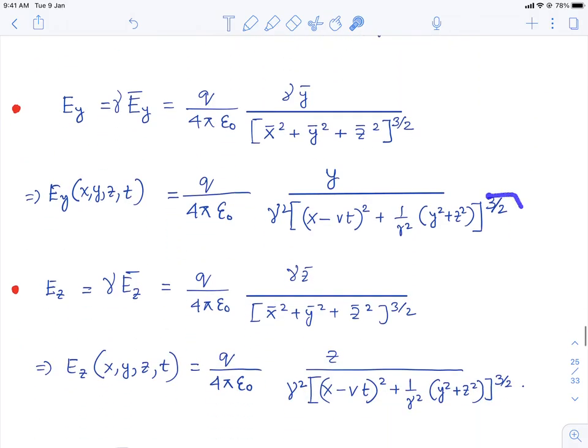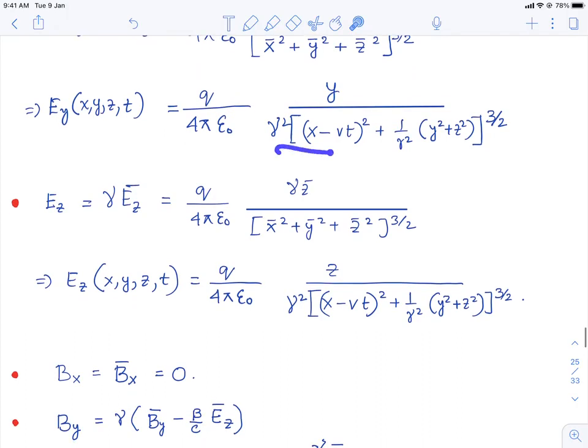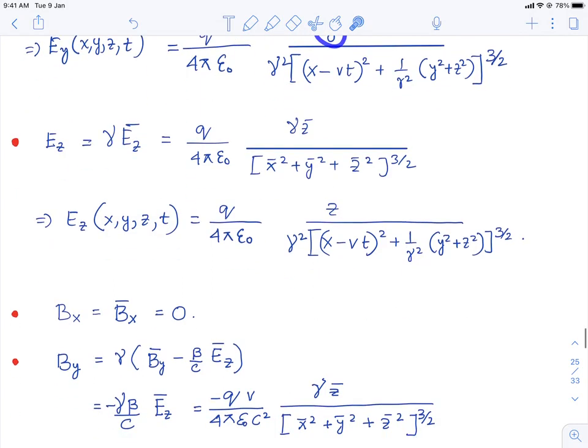So this is the denominator here, and this is the z component, also the same story. There's not much difference between the y and the z component; it's identical. So there's the same denominator here for the z component as well. In the numerator, there's a z and there's a y. That's the only difference. So very good.